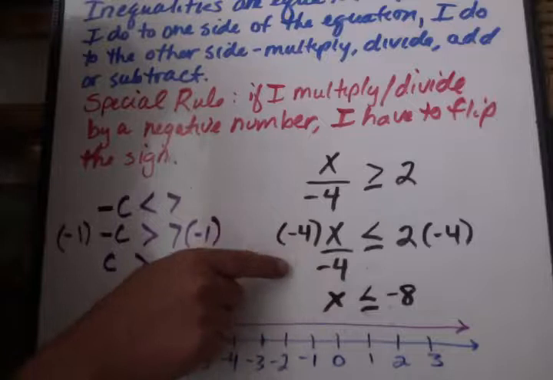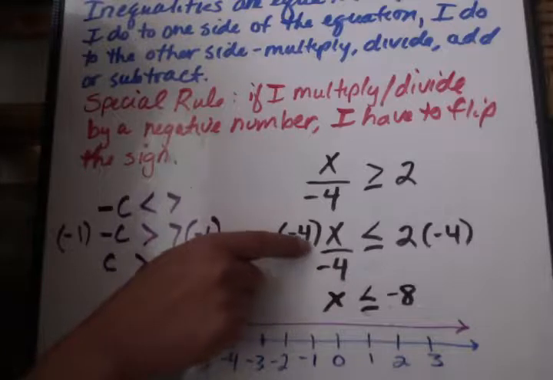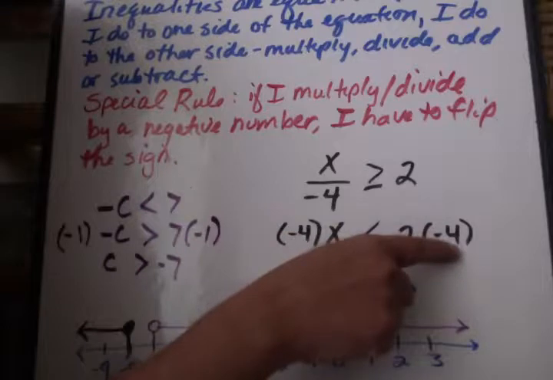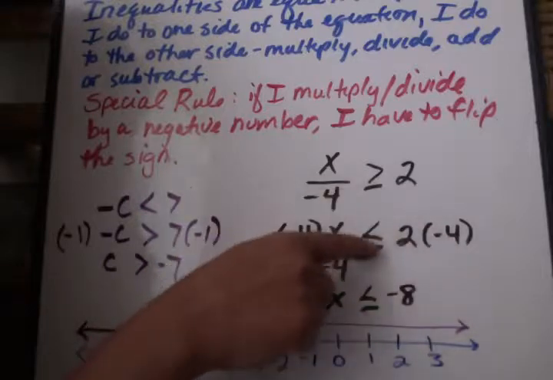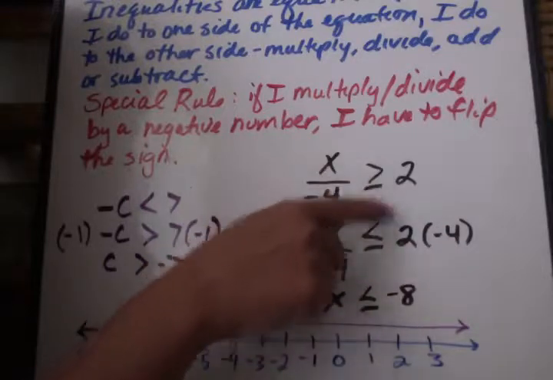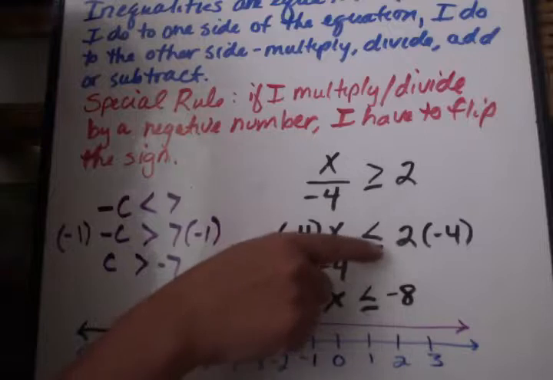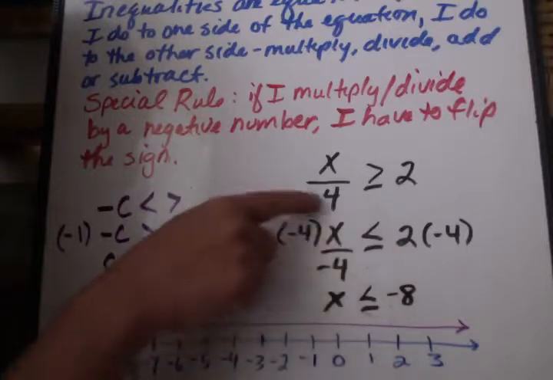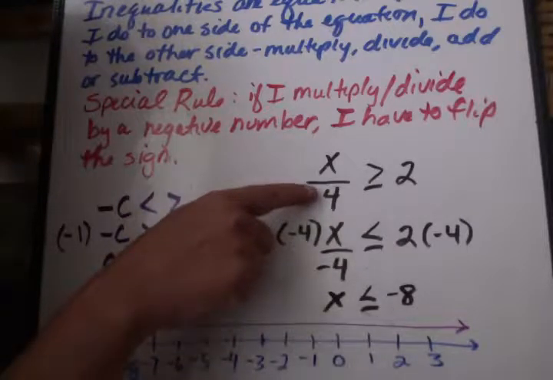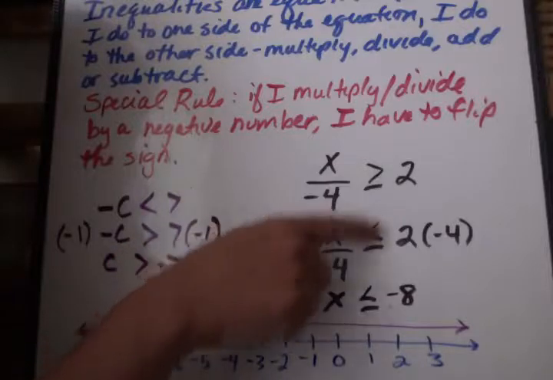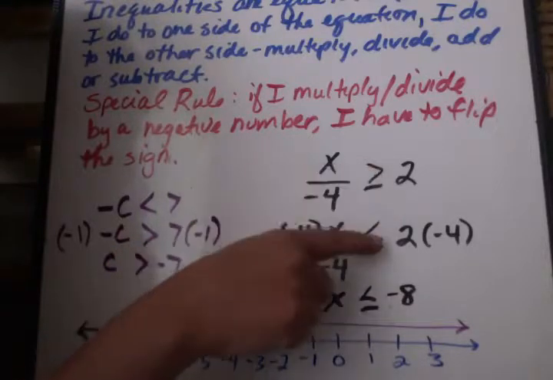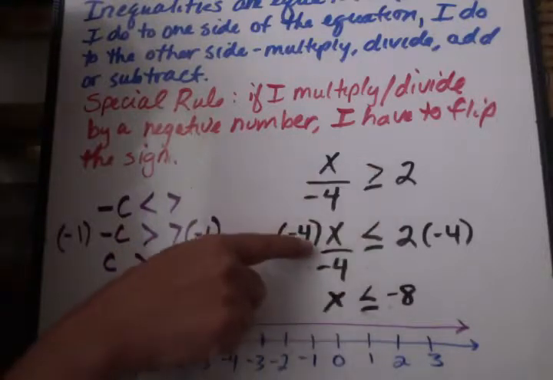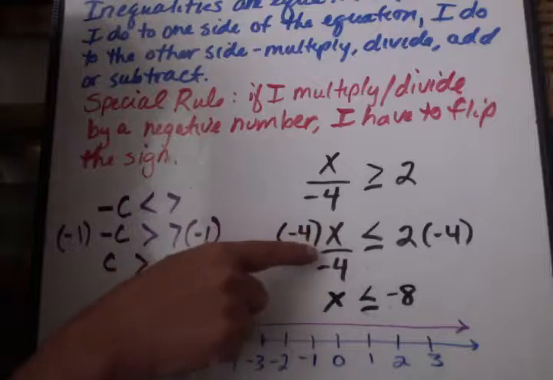So here is what I'm doing. I multiply both sides by negative 4. Here's a negative 4 on this side I'm multiplying, and then a negative 4 on this side I'm multiplying. And notice I flipped the sign, greater than or equal to, to less than or equal to. Again, if this was just x over 4, and I just multiply both sides by 4, I do not flip the sign. The only reason I'm flipping it is because of the negative, and because I'm multiplying or dividing.